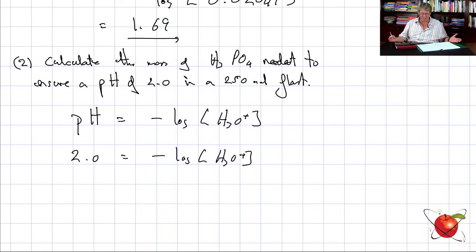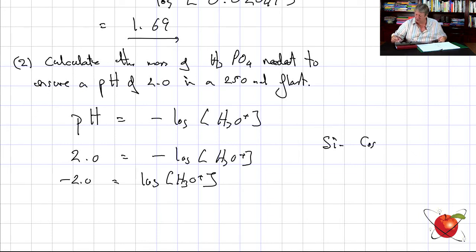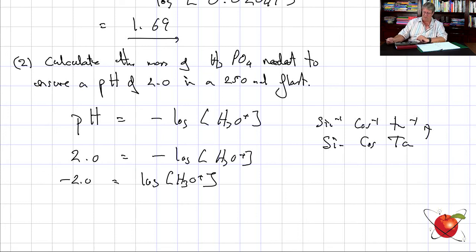Where do we start these things? Where we've got the most information, and that's right there, isn't it? So how do I do this? Minus 2.0 is equal to the log of the H3O+ ion. Now, for those of you who are not sure at this point, if you look at your calculators, you will see sin, cos, and tan. Above them, you will see sin to the minus 1, cos to the minus 1, and tan to the minus 1 on most of them. This is kind of like the opposite, isn't it?